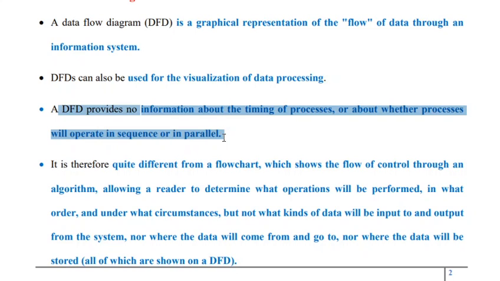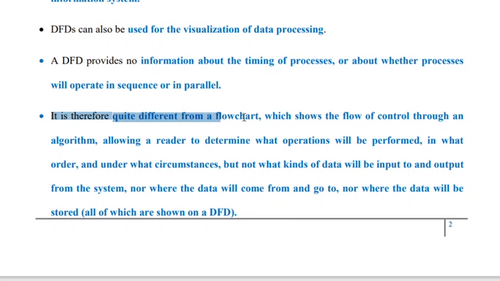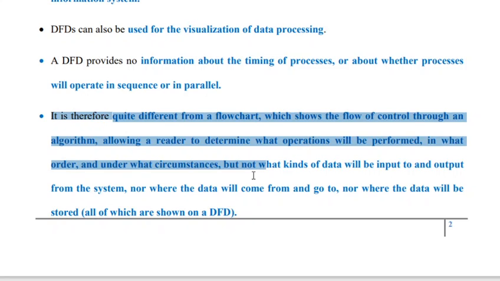No invocation relationship is established. That differentiates a data flow diagram from a flow chart, where a flow chart chronologically orders the tasks to be performed, but in a data flow diagram we don't have the invocation relationship, so no timing information is provided, right? It is therefore quite different from a flow chart, which shows the flow of control through the algorithm, allowing a reader to determine what operations will be performed in what order and under what circumstances. So this is very much important.